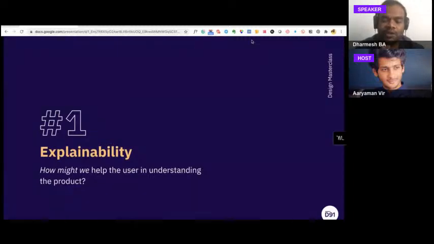The first aspect is explainability. How might we help the user in understanding the product? When you talk about understanding the product, I'm going to divide it into two aspects. One aspect is understanding the financial product itself. Like I said, traditionally financial products have not really been catered to every individual. Mostly the products have been designed, and then you figure out whoever is eligible for the product, they come and claim it. It could be loans, mutual funds, portfolio management services, etc. So today you have an opportunity at scale to say, based on the amount of data, I'll be able to customize this product. How are you going to explain this to the user?